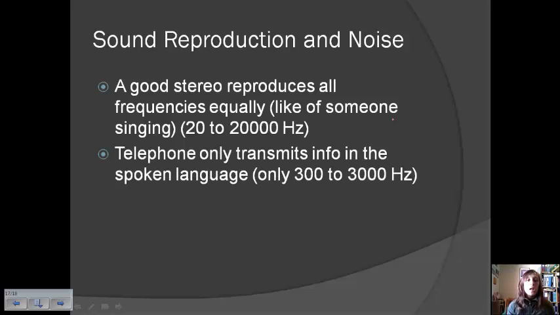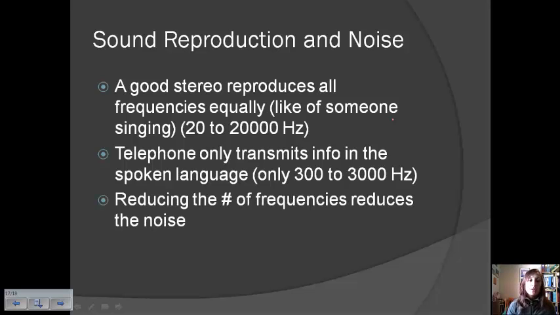A telephone only transmits information in the spoken language, which ranges between 300 to 3,000 hertz, because you don't really need to do anything other than that. And if you reduce the number of frequencies, this reduces the amount of noise, and so it makes for much better quality within that range for a telephone.